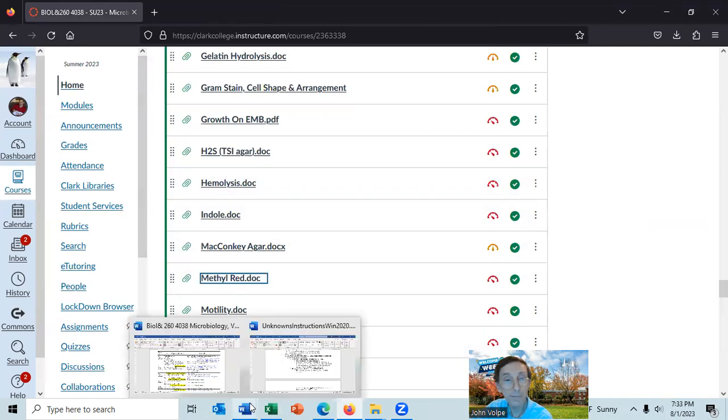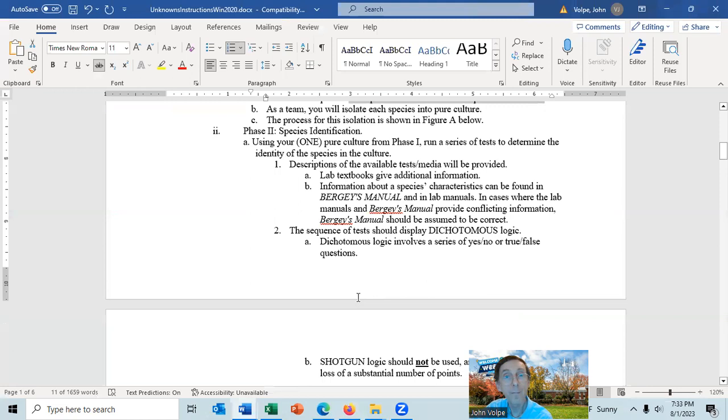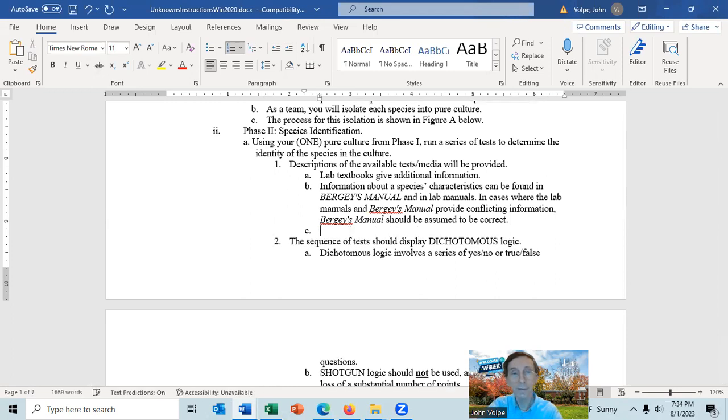Let's go back to the project. You can use other tests to determine the identity of your species. Like you can go online and work with Bergey's manual. I will warn you that there are a few tests, let's put that as a C.